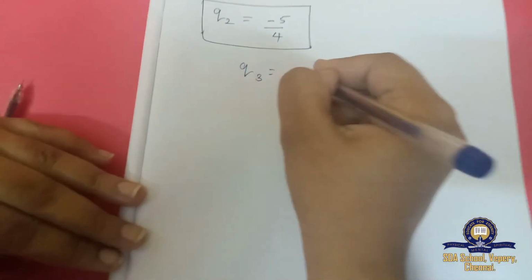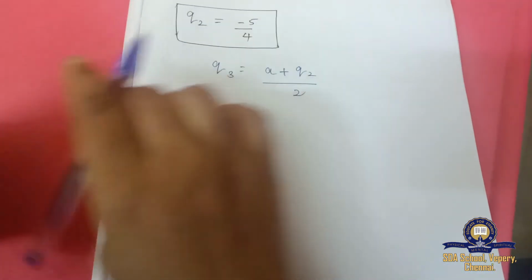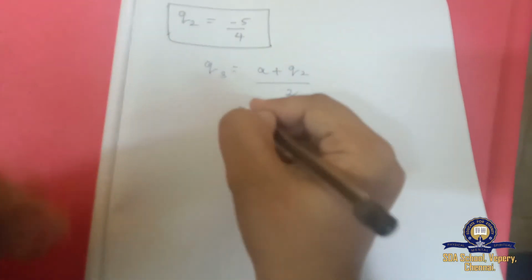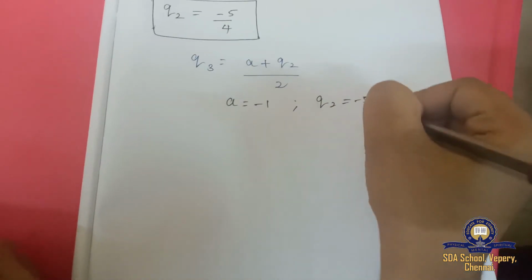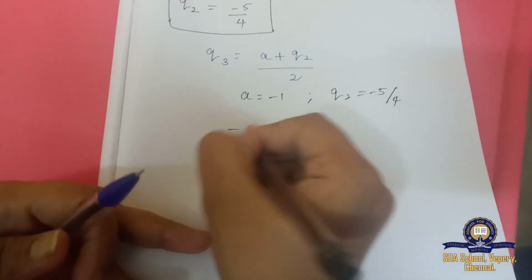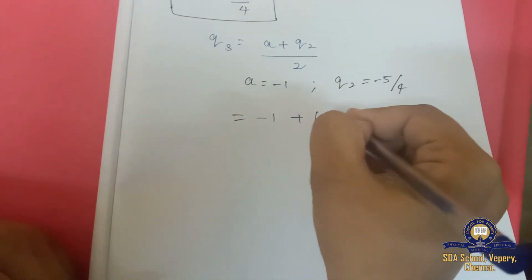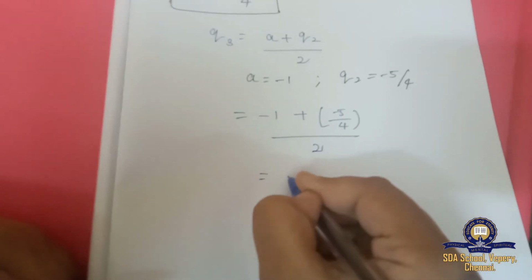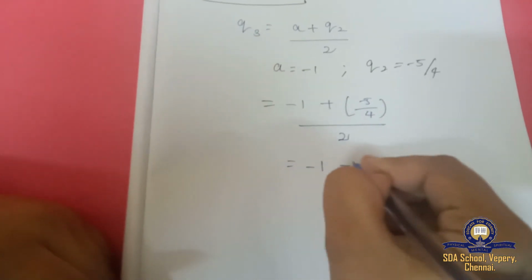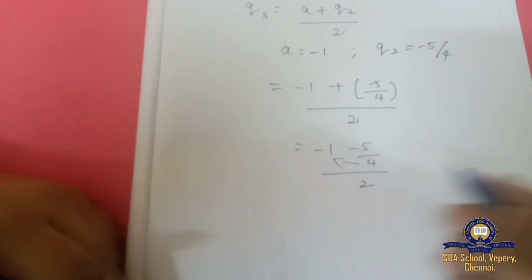Q3. What is the formula for Q3? A plus Q2 divided by 2. What is the value of A? A is -1. The value of Q2 is -5/4, we just found. Now we have to substitute. It will become -1 + (-5/4) divided by 2. Then it will become -1 - 5/4 divided by 2. Again you have to take the LCM.